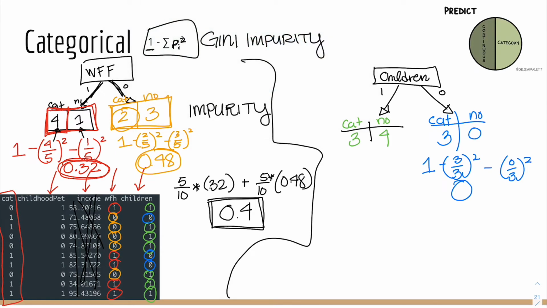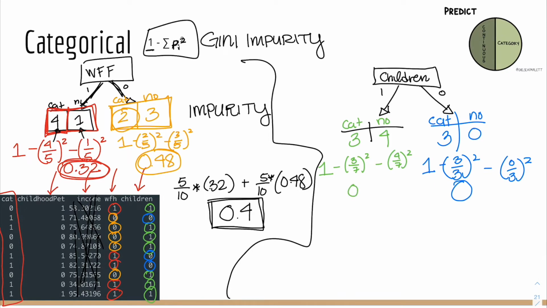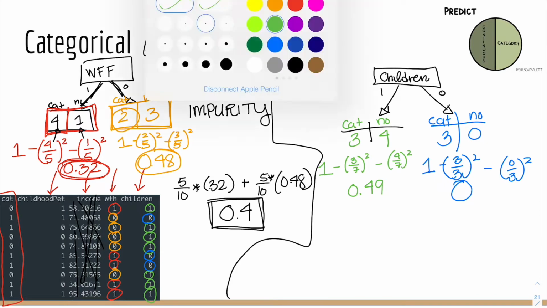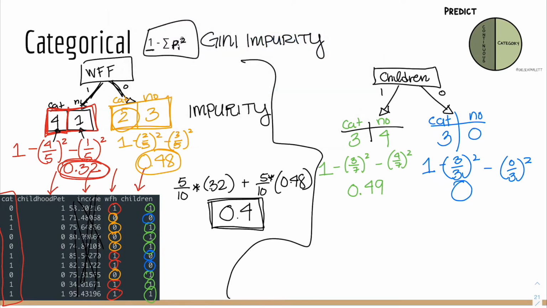It's going to be 1 minus the probability of being a cat person, which here is 3 over 7 squared, minus the probability of not being a cat person, 4 over 7 squared. And when we do that math, we get an impurity of 0.49. So now, as before, we need to create a weighted average of these two.